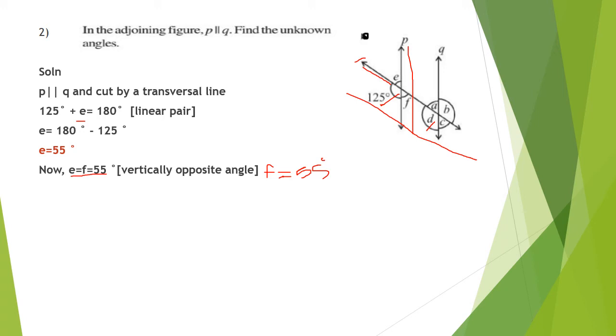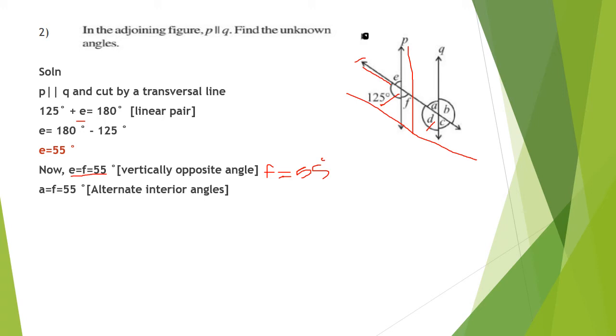Here you can see two parallel lines, and you can say 125 degree and D are the corresponding angles, right? Two parallel lines and this is a transversal, and 125 degree and D are corresponding angles. We know that corresponding angles are equal. So we can say D is equal to 125 degree.